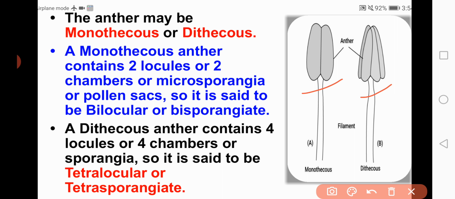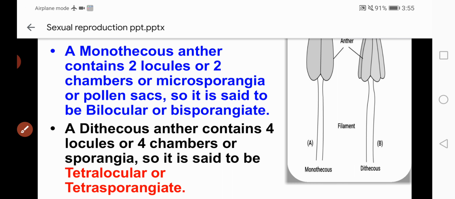The chambers are referred to as locules or microsporangia or pollen sacs. Because of the presence of two chambers, the monothecous anther is also referred to as a bilocular or bisporangiate anther, whereas a dithecous anther contains 4 locules or 4 chambers, so it is said to be tetralocular or tetrasporangiate. Is that clear? Okay, we'll move on to the next slide.